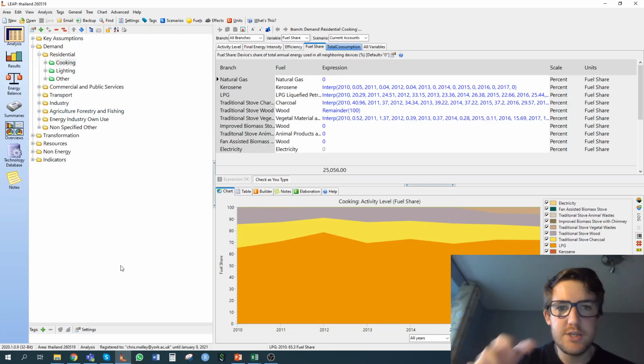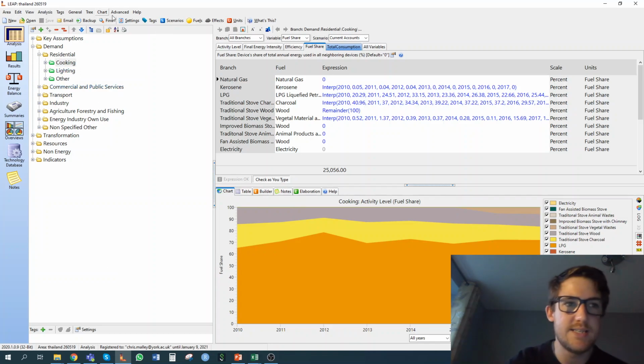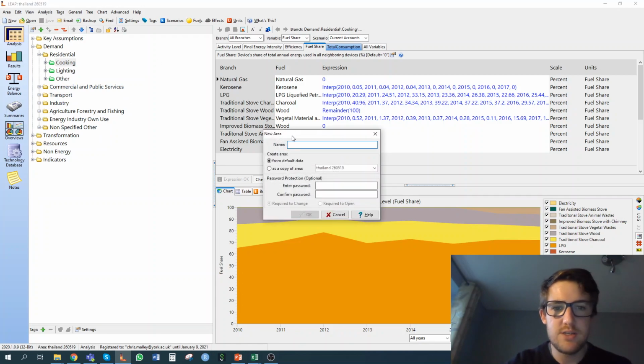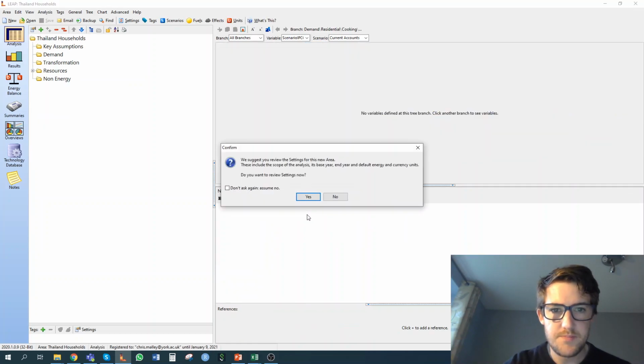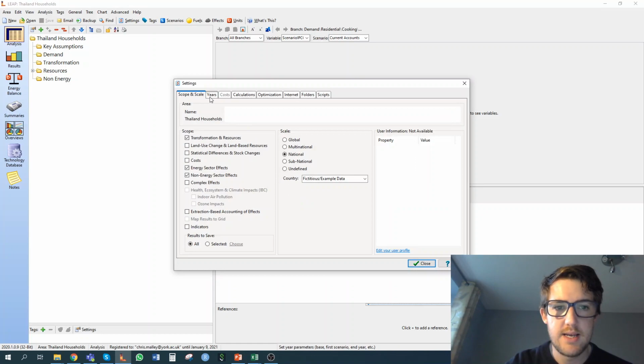So when we're creating a new branch, a new module, it's often easier to do it in a new Leap dataset and then to import it back into the main Leap Thailand dataset with the transport sector and things like that. So I'm first going to create a new data set called Thailand households and then click OK. Then the first thing it asks me is, would I like to look at the settings? And I'm going to click yes.